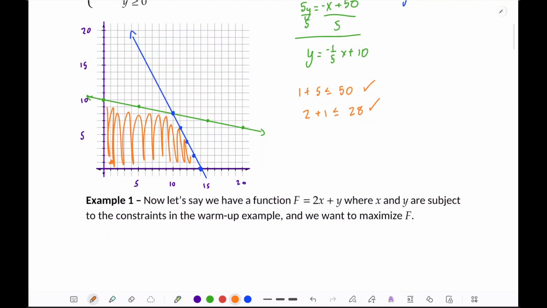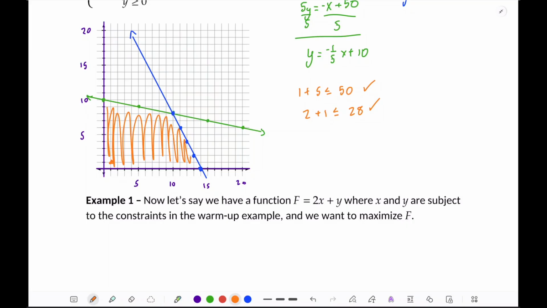Example 1. Now let's say we have a function f equals 2x plus y, where x and y are subject to the constraints in the warm-up example. What that means is I'm taking x and y from this shaded region, and because these lines are solid, from the edges of the shaded region as well. And we want to maximize f.